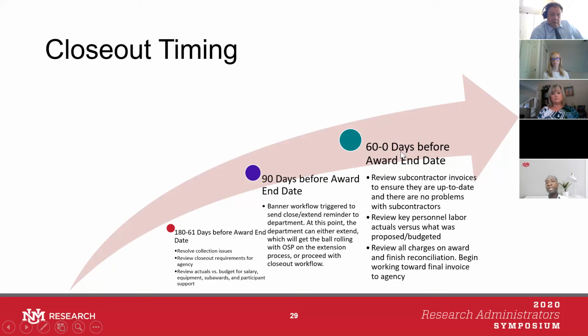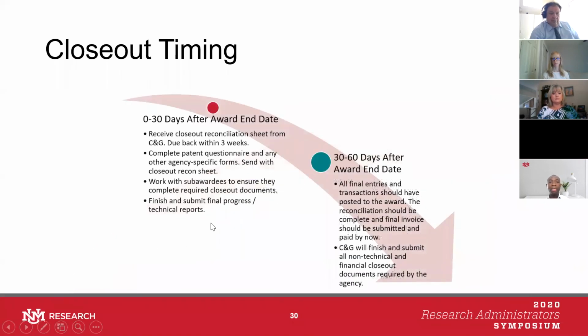Then of course, 60 days leading to the end of the award, you want to make sure that if there are sub-recipient, sub-award or anything like that, personnel expenses, you're reviewing those and making sure that all charges are posted. Ideally, that you spend the grant down.